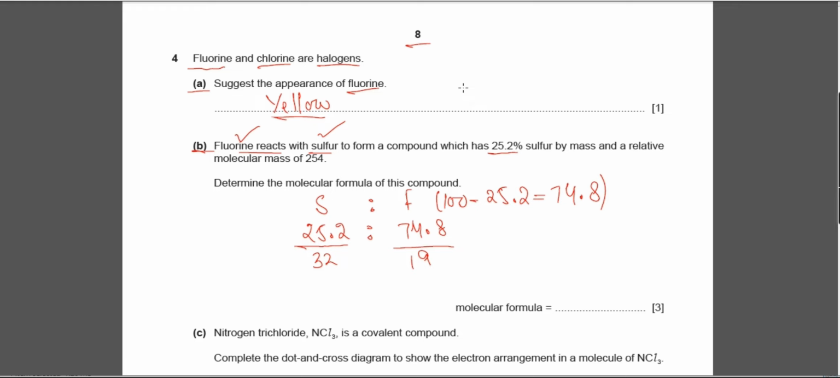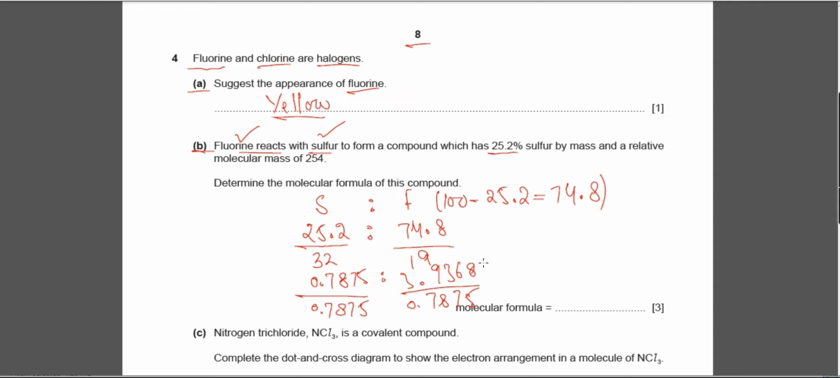Now divide. I'm going to use my calculator. So 25.2 divided by 32, the answer I got is 0.7875. And dividing the next value, 74.8 divided by 19, the answer I get is 3.9368. Now to convert these two molar values into the simplest whole ratio, we are going to divide by the smaller one. As you can notice, 0.7875 is the smaller value, so I'm going to divide by that.